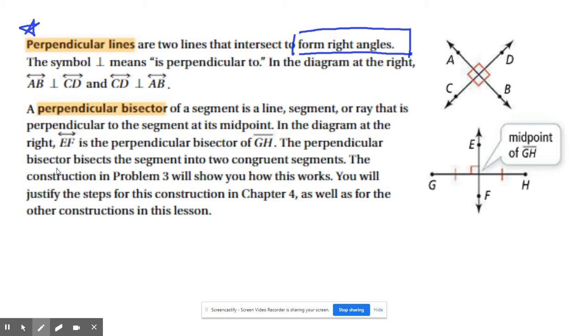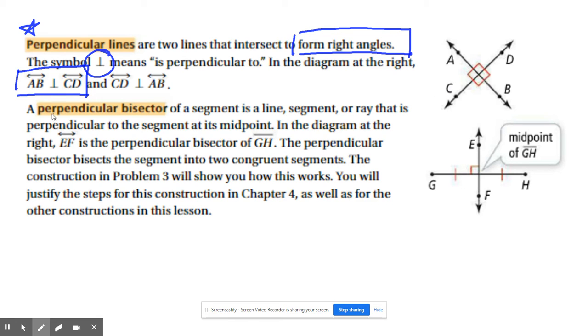Now, a lot of students get intersect and perpendicular confused. Lines can intersect and not make right angles. But if two lines intersect to form right angles, then they're perpendicular. And again, see this upside down T means perpendicular. So in this picture here, line AB is perpendicular to line CD. Very important idea. And notice all four of these angles are right angles.